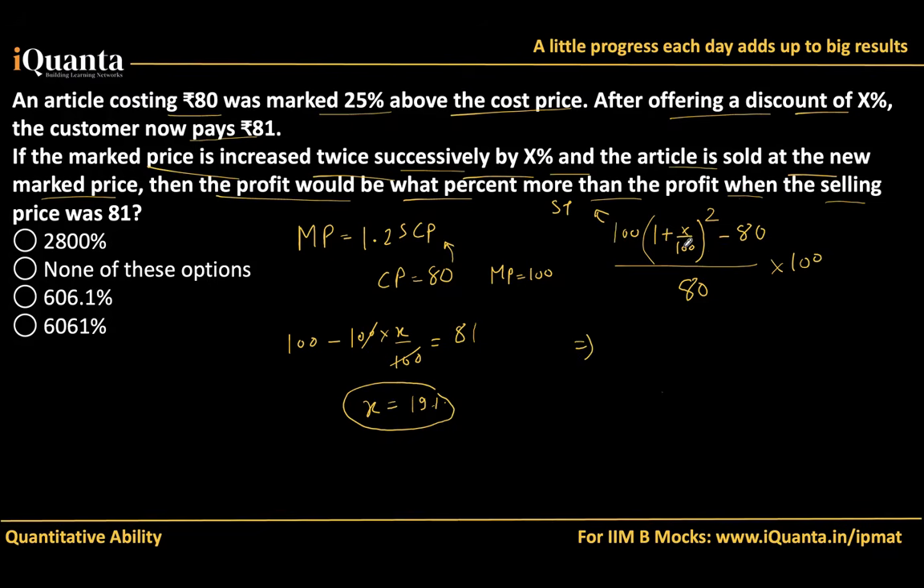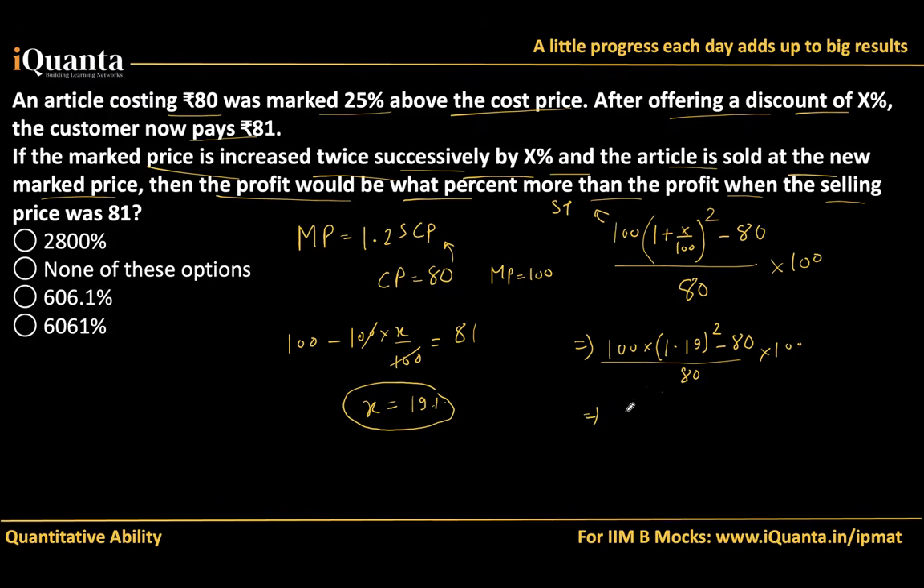So I know the value of X, it is 19. So 100 into 1.19 by 100 is 19 square minus 80 upon 80 into 100, right? Now see over here we have some complex calculation. We have to square 1.19. So you are given an on-screen calculator. This is how you have to make good use of that. Okay. If you do that, what do you get?